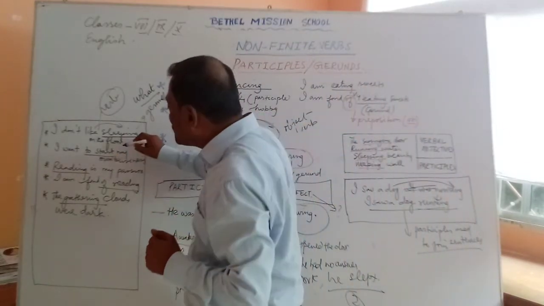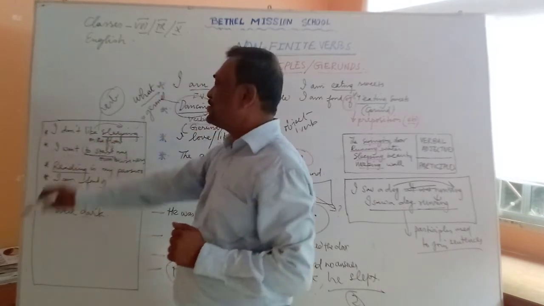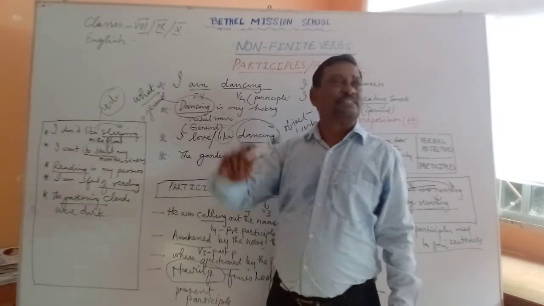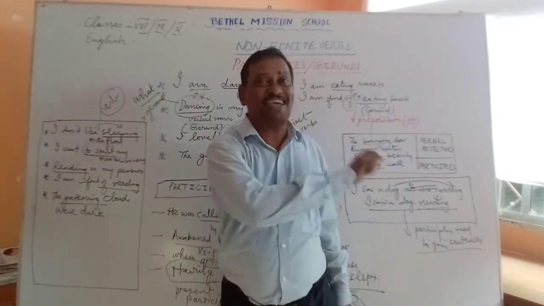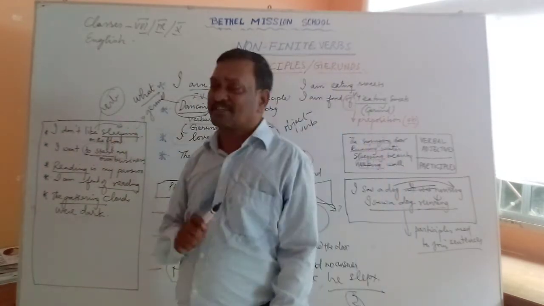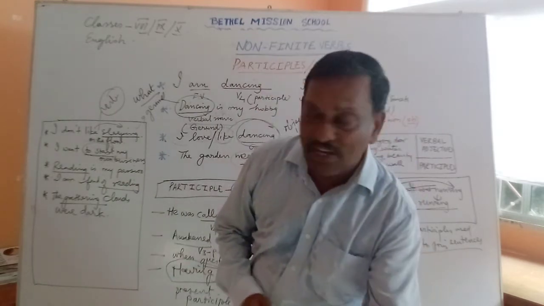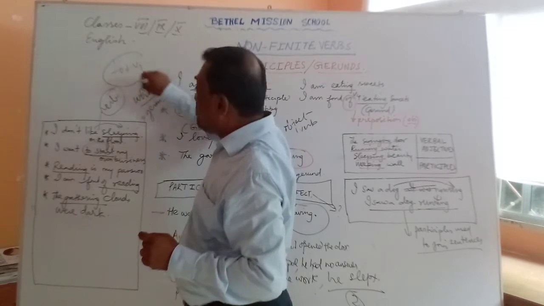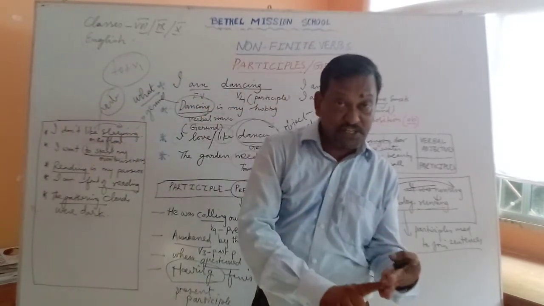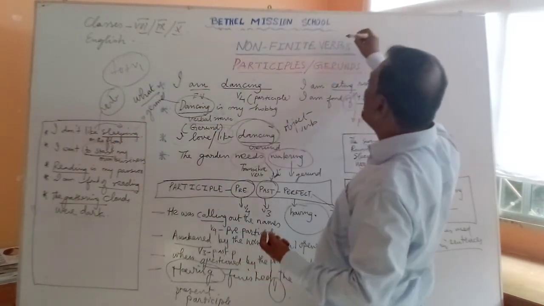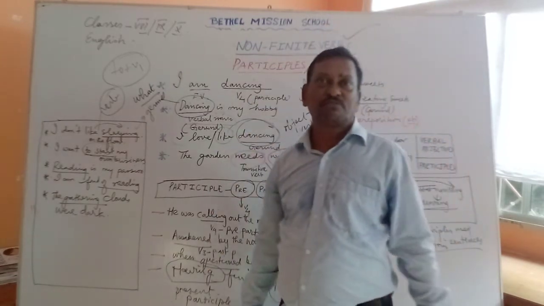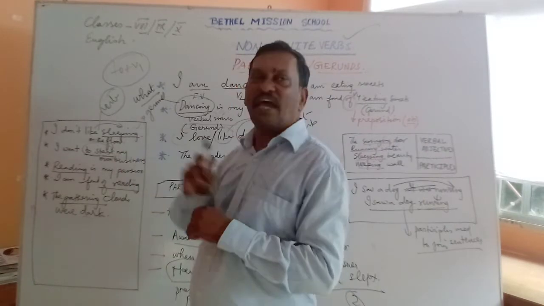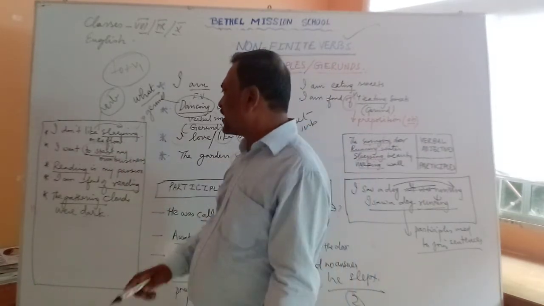I want to start my own business. Now here, this is not a participle. This is not a gerund either. Then what is it? It is an infinitive. To plus V1. So participles, infinitives and gerunds are non-finite verbs. That is what we have been discussing so far. So here it is an infinitive. Again it is a non-finite verb.